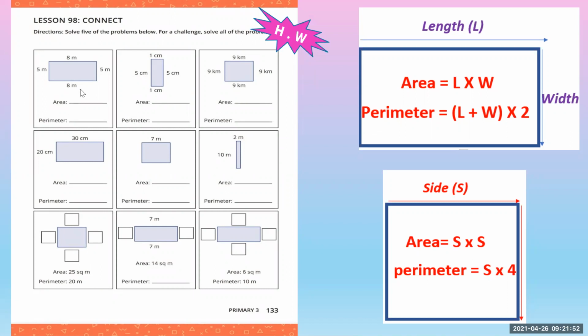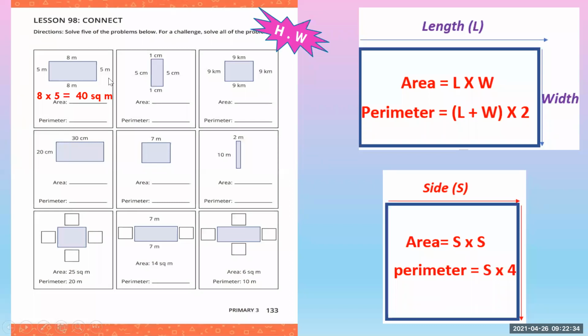We will start to solve the first one. I have here a rectangle. Its length is 8 meters and width is 5 meters. The area will be length times width. So I will multiply 8 times 5, which equals 40 square meters. Don't forget something, it's very important. In area, we don't write meter only. We write square meter.